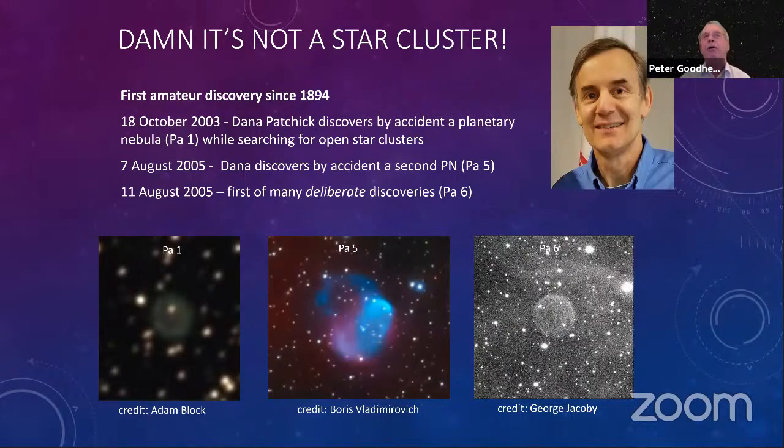But Patrick carried on looking for star clusters, and then a couple of years later, he accidentally came across another planetary nebula, the one in the middle, PA5. And at that point, he thought, well, if I keep stumbling across these, maybe I should start deliberately looking for them. And so he did, and 6 days later, he found another one, PA6, which George Jacoby also imaged using the 3.5 meter telescope.